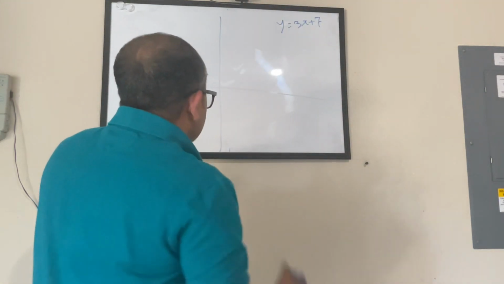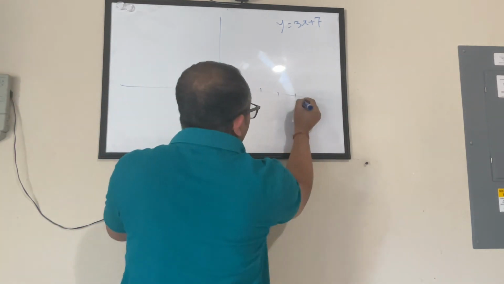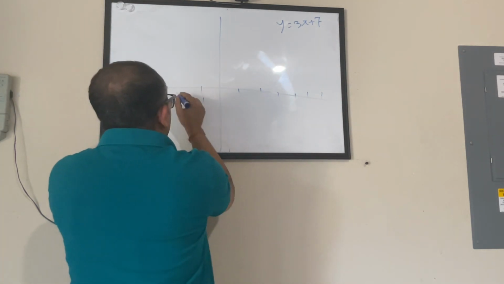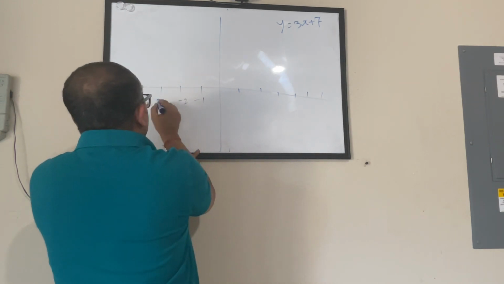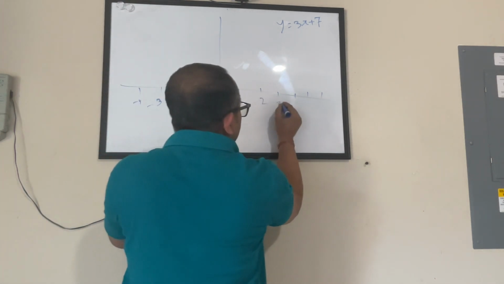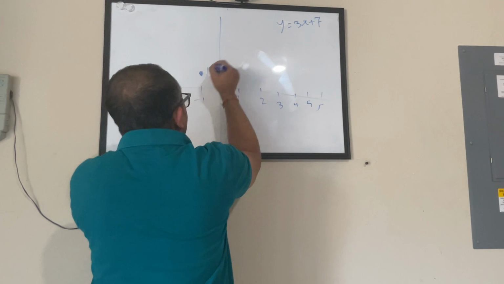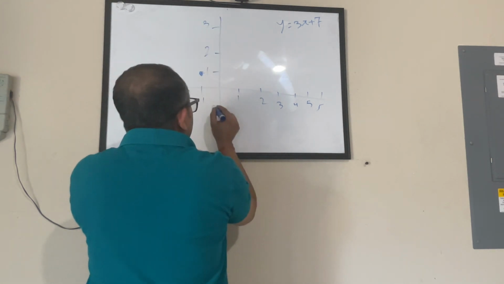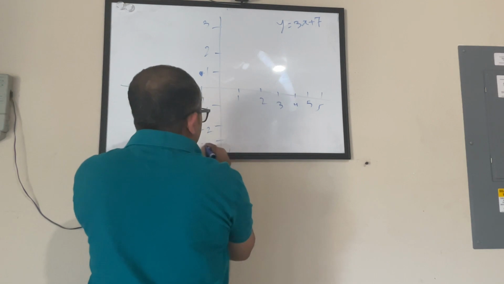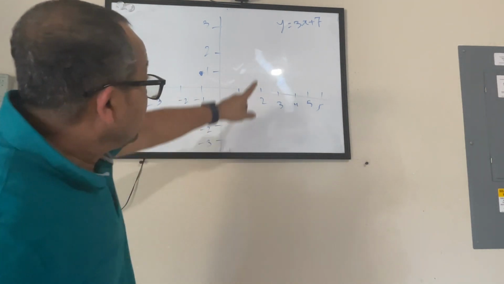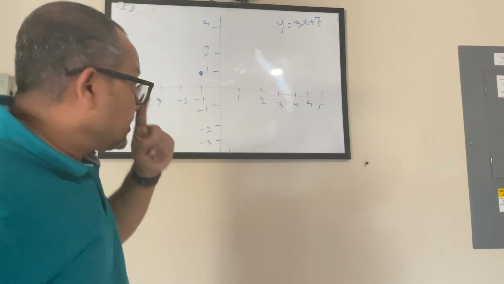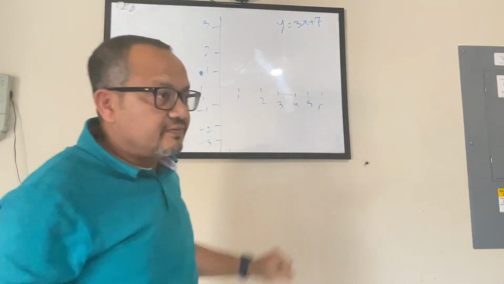Y equals 3x plus 7 is my linear equation, which I am trying to draw here. So let's say this is 1, 2, 3, 4, 5, 6, minus 1, minus 2, minus 3, minus 4. This is 1, 2, 3, 4, 5, 6. Here, this is 1, 2, 3. Here it is minus 1, minus 2, minus 3. Now, let's try plotting this line on the graph.